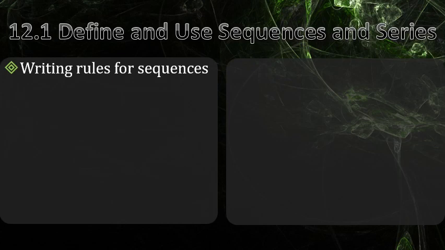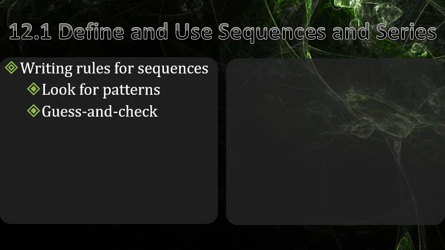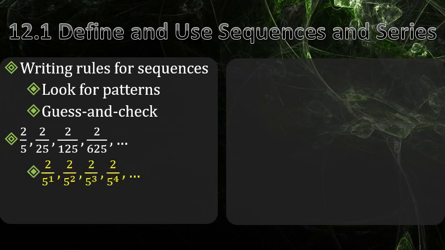So how do you write rules for sequences? You look for patterns, and then you guess and check. For example, 2/5, 2/25, 2/125, 2/625, and so on. So if we look at that and we say, hey, this looks like 2 over 5 to the first, 2 over 5 squared, 2 over 5 cubed, 2 over 5 to the fourth, because the bottoms, the denominators, are all powers of 5.